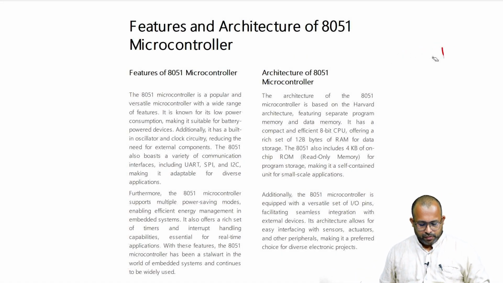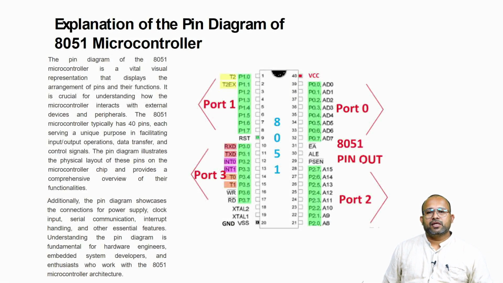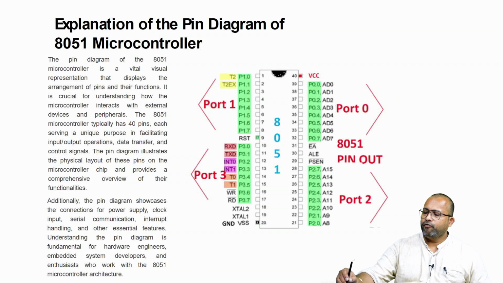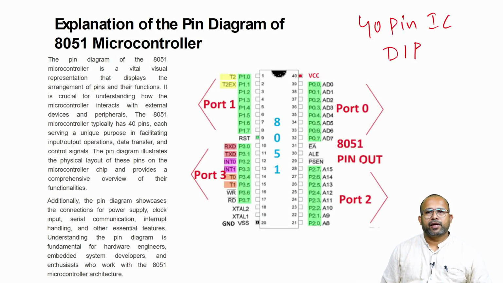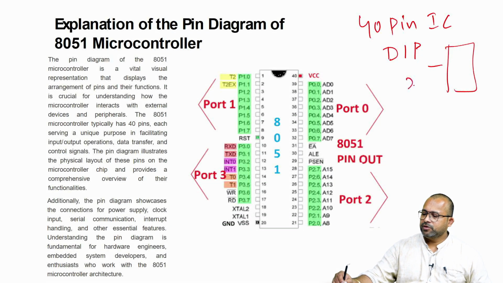So moving on. This is a precise and clear-cut diagram of the pin diagram of the 8051. The 8051 is a 40-pin IC. The packaging is dual inline packaging, where it has 20 pins on one side and 20 pins on the other side. You can see clearly on the diagram.